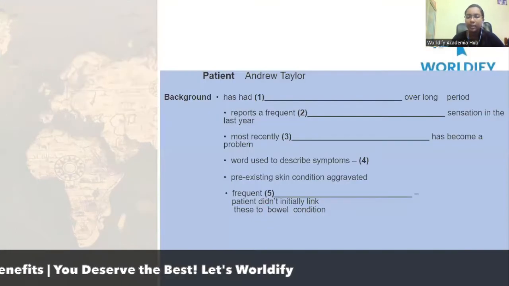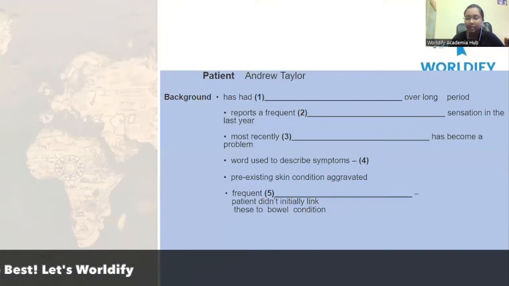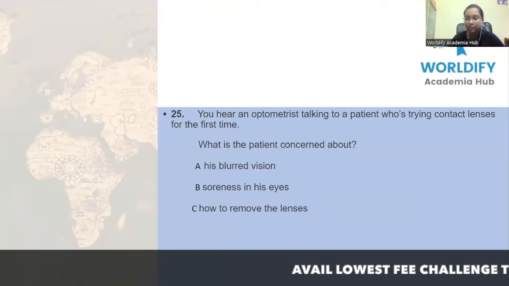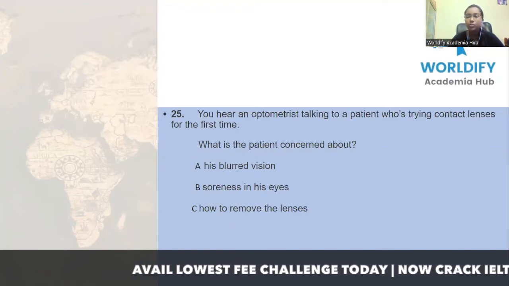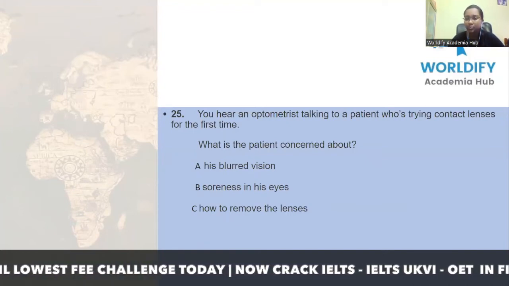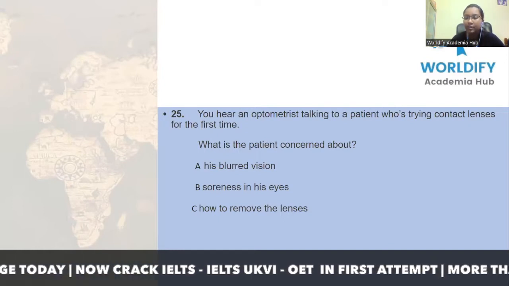The multiple choice options will be displayed like this. You'll have a question, and below that you will be given 3 options, and you will be selecting the best option. They'll display the question this way, and then you will be hearing the extract.